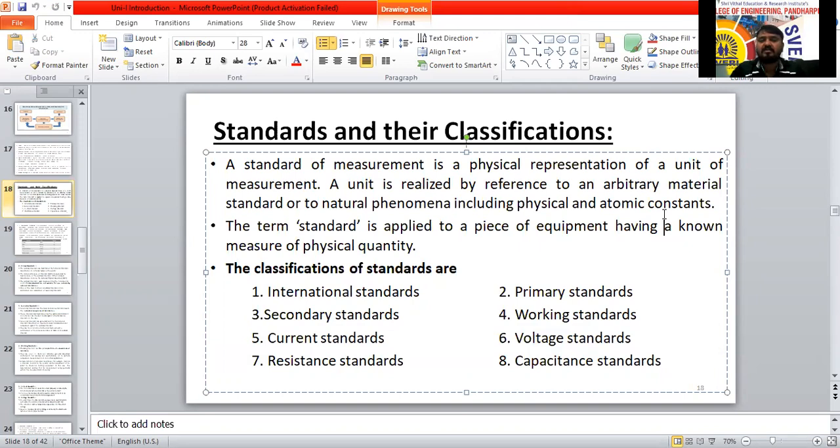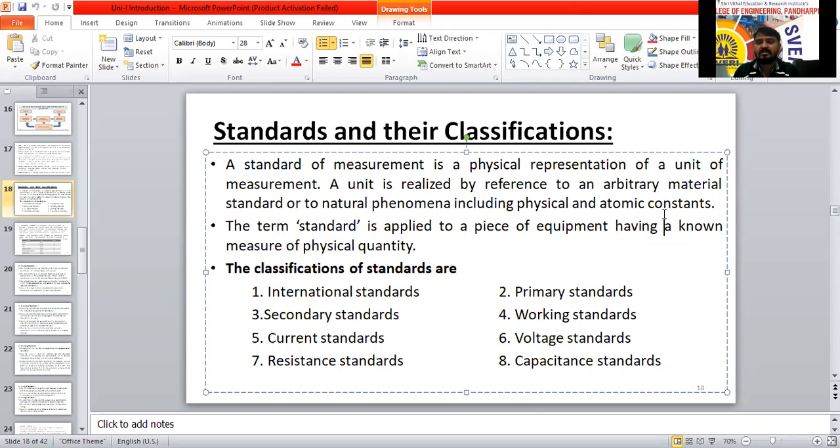So a standard of measurement is a physical representation of a unit of measurement, which is realized by reference to an arbitrary material standard or natural phenomena, including physical and atomic constants. You see, it is a physical representation. We are going to call it standards.